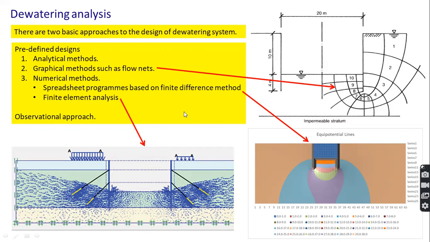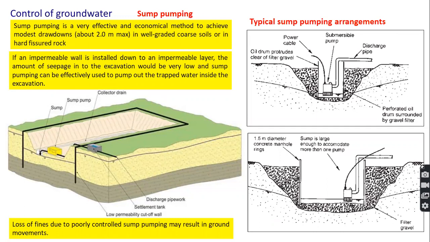I would like to quickly go through some available groundwater control systems. Sump pumping is the most widely used dewatering system for deep excavations. It's very effective and economical, and it can achieve a modest drawdown of about two meters maximum. If we are dewatering inside an excavation, we don't need a large drawdown, so this is the most appropriate method in such a case.